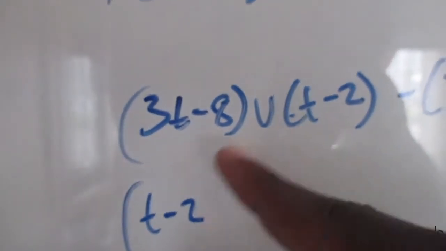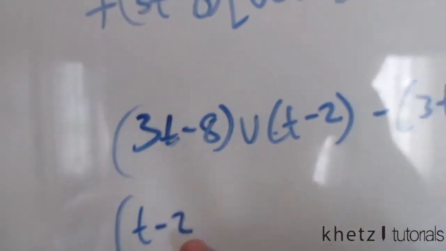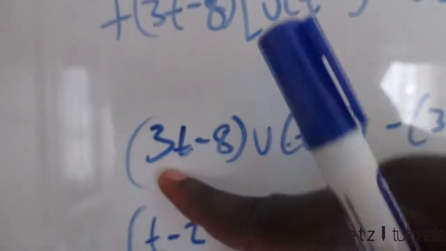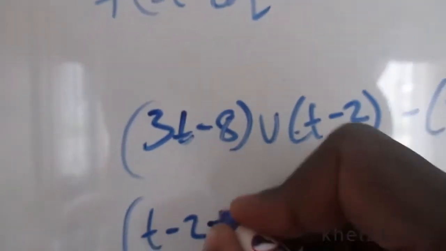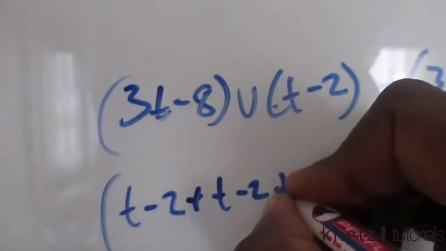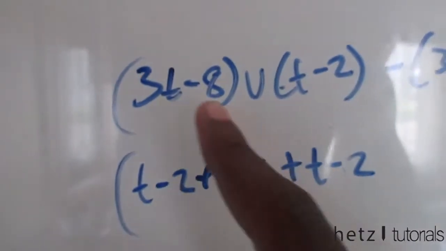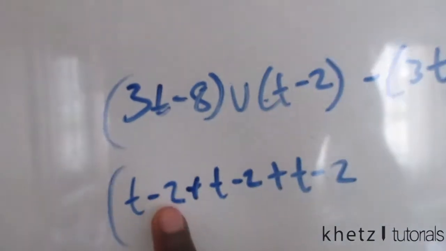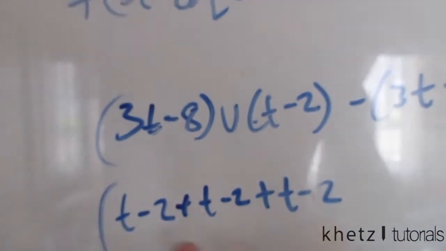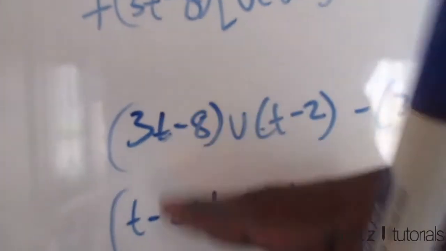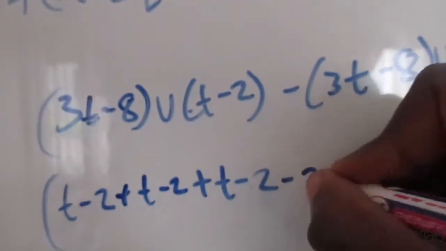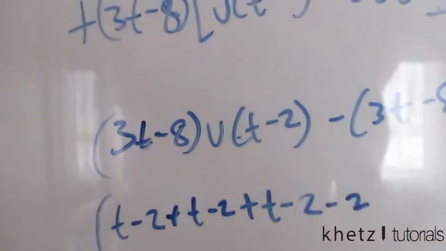So t minus 2, we're going to have 3 t minus 2's because we have 3 multiplied by t. So we're going to add t minus 2, then we're going to add another t minus 2. But now we have to be in keeping with this constant which we have over here. So what do we have? We have minus 2, minus 2, minus 2, which is minus 6, but this is minus 8. So we're going to add a minus 2 over there to make sure it's the same value.